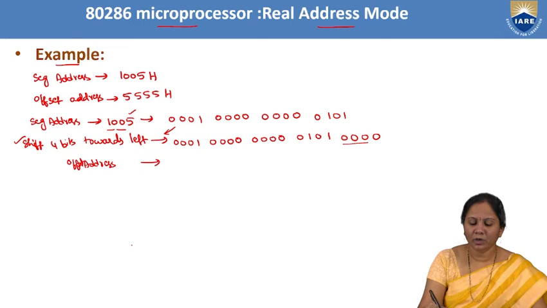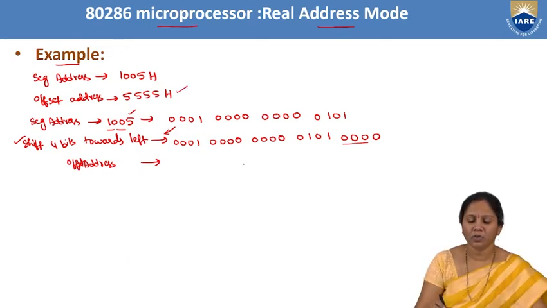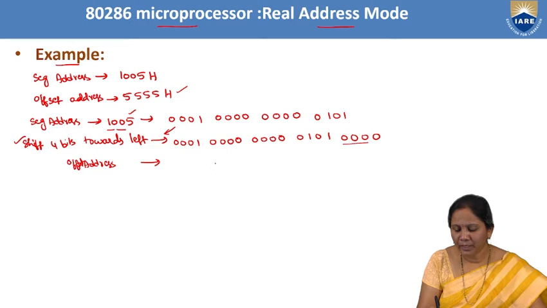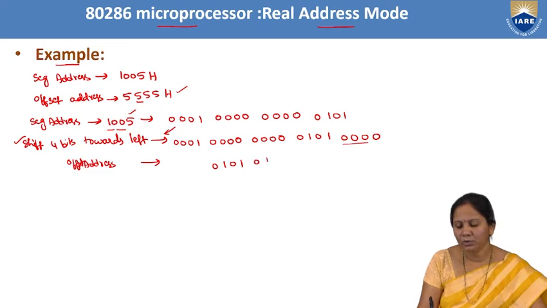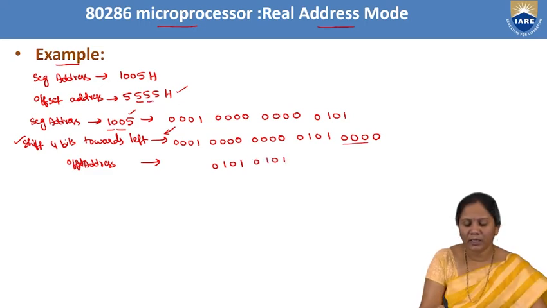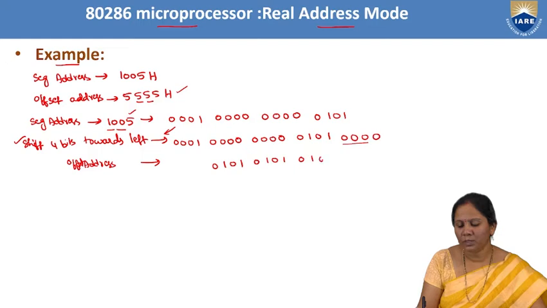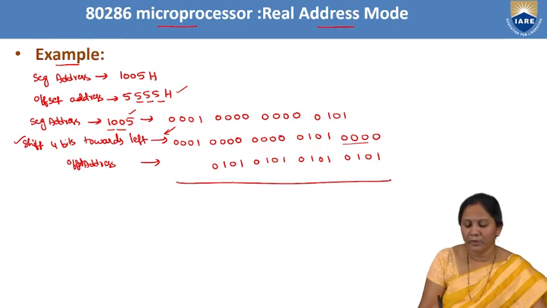Okay. So here the offset address given is 5555H. This offset address, first we have to write in the form of binary. So here the value of 5 is 0101, and another 5 is 0101, and next again 5 is 0101, and for the next 5, 0101. Now we have to add this.